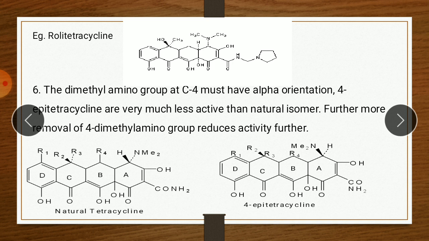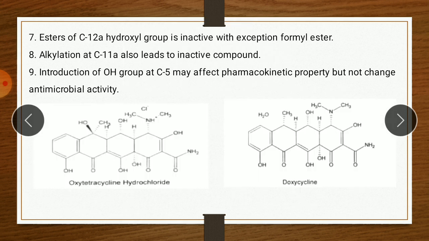Here natural tetracycline is already given. Here there is a dimethylamino group in the alpha position, and here it is in the beta position. Therefore natural tetracycline is more active than 4-epitetracycline.